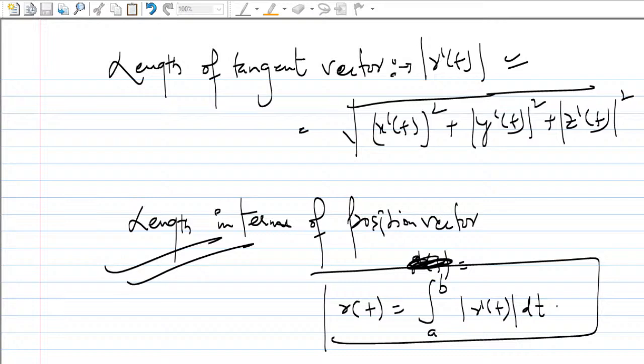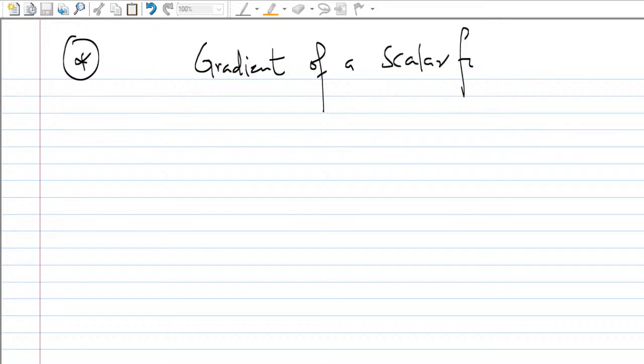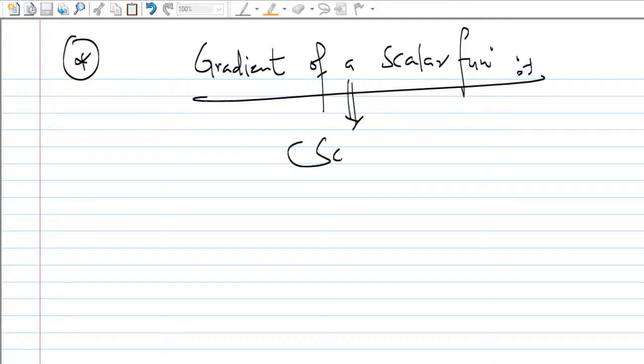So guys, with this I would like to end the session here. In the next session we are going to talk about the gradient of a scalar function, because after all our objective is to convert scalar functions into vector functions. If you operate the gradient operator on a scalar function, that will give you a vector function.